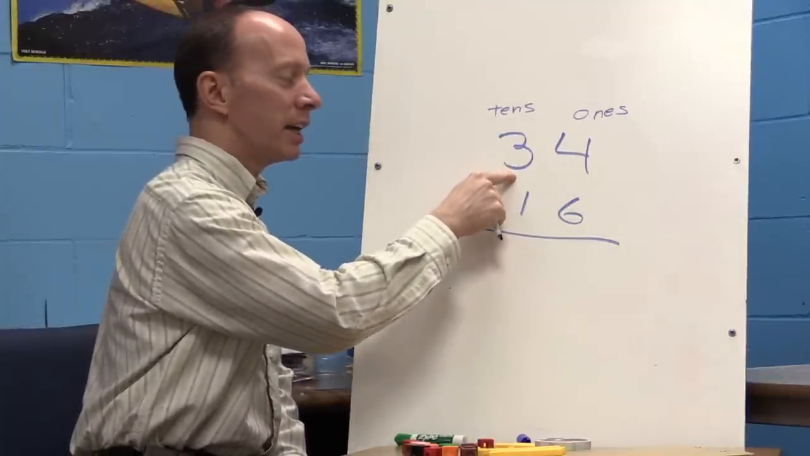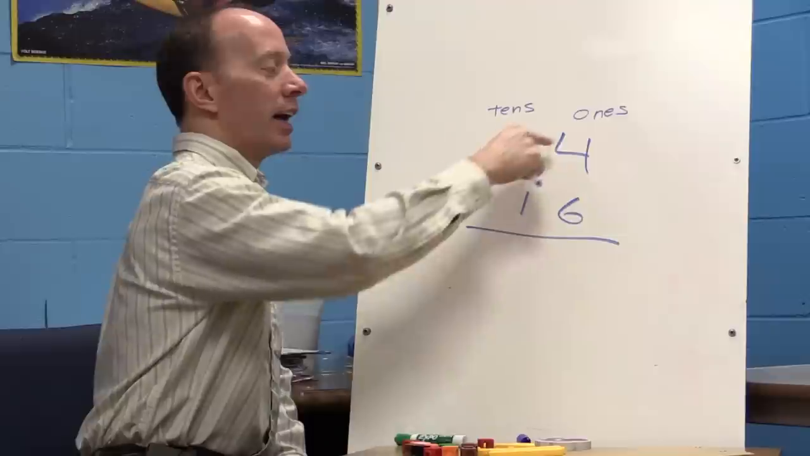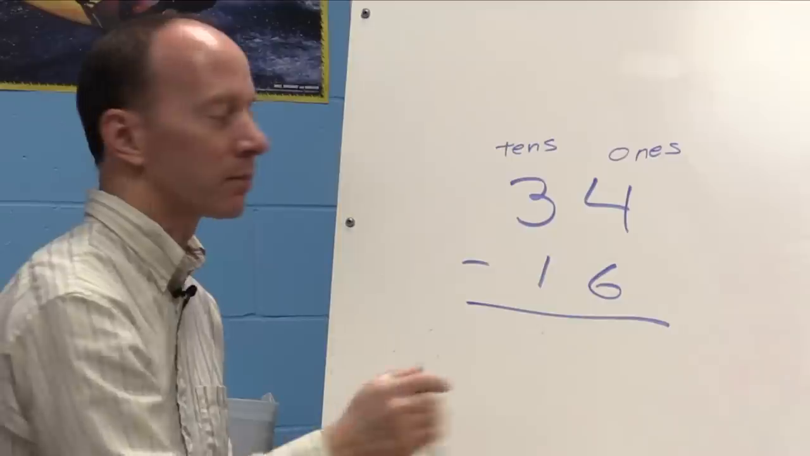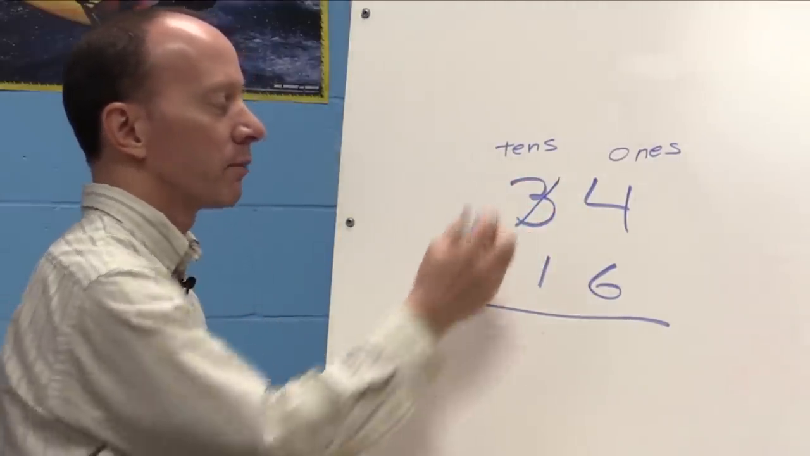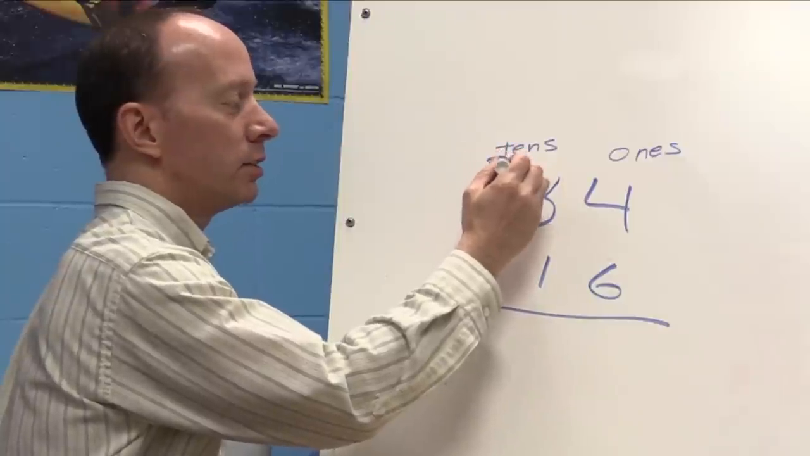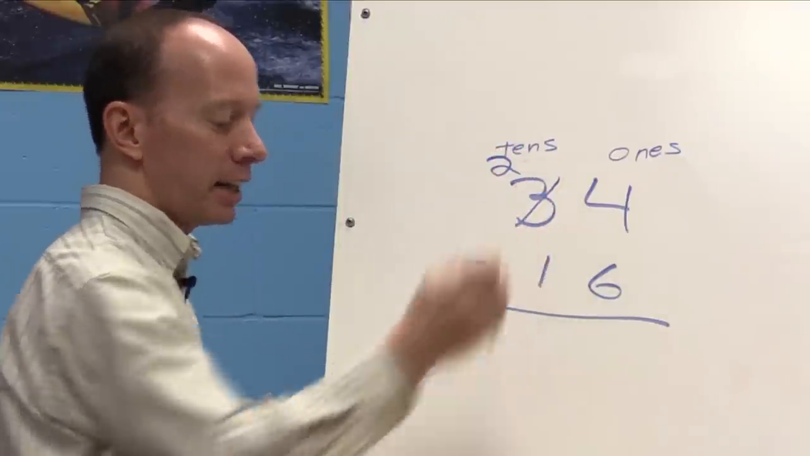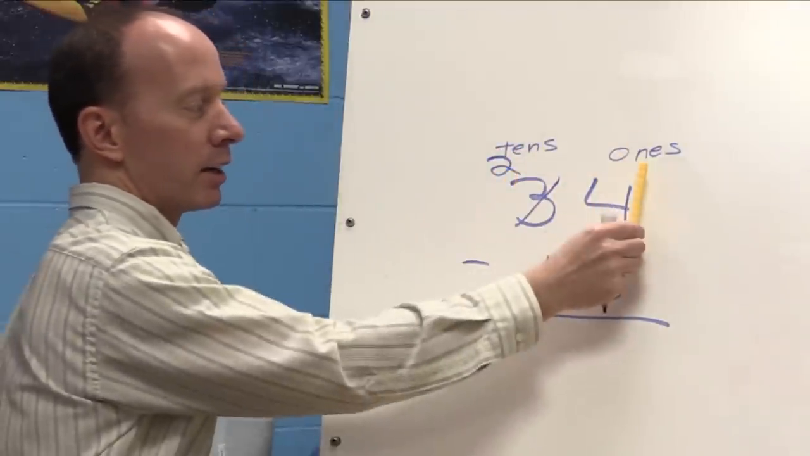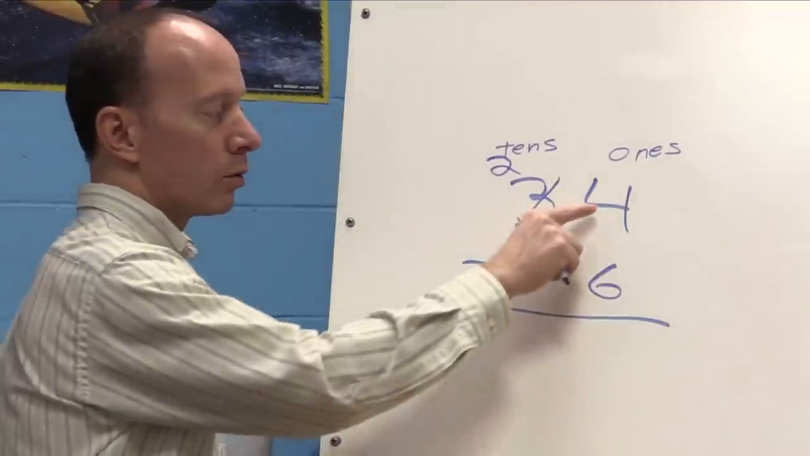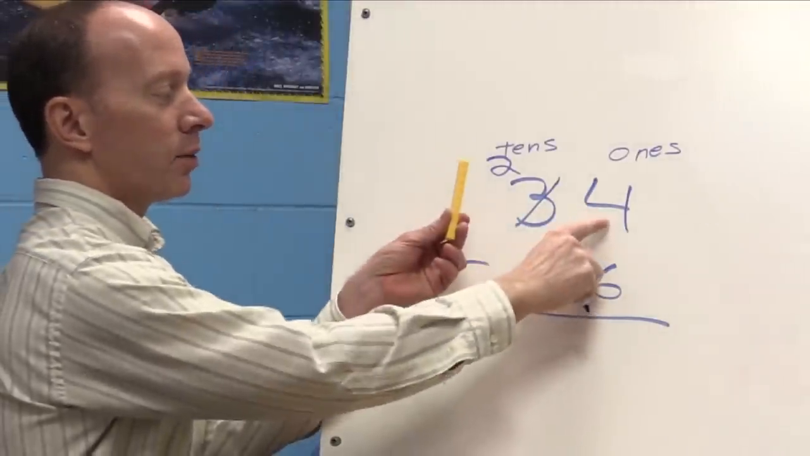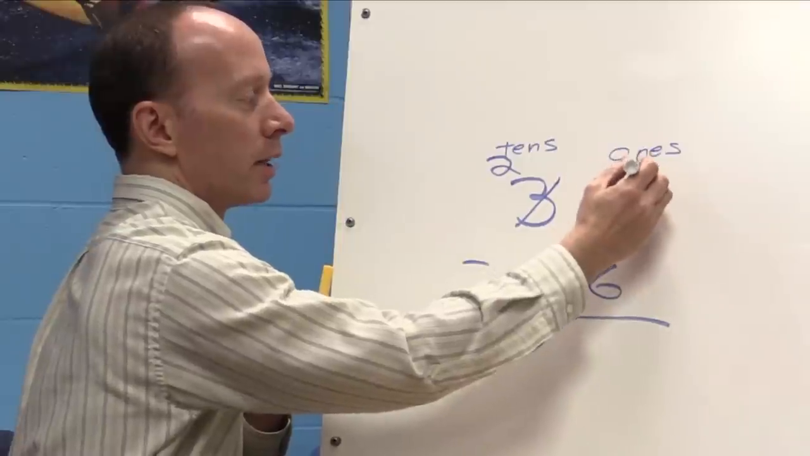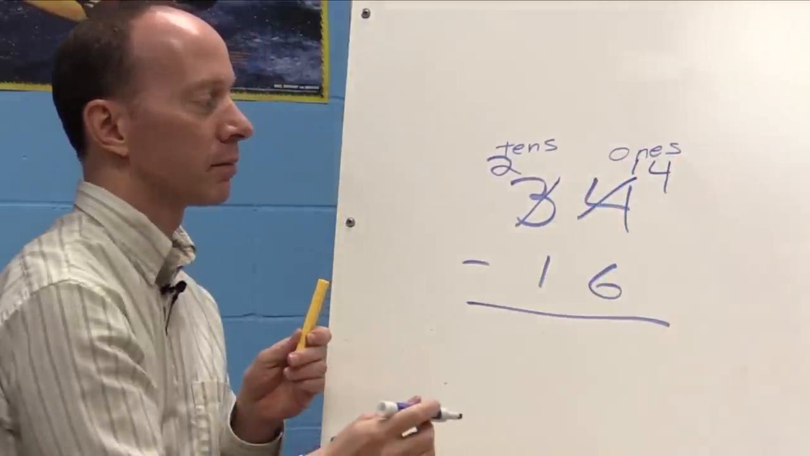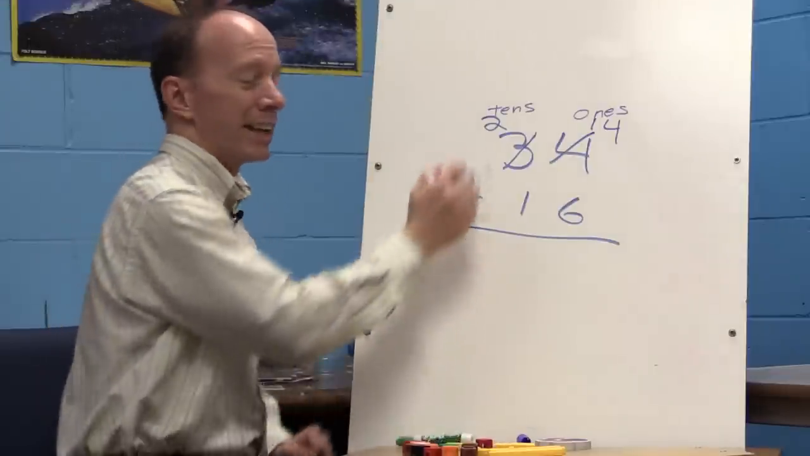So I'm going to take a 10 from the 3 and add it over to the 1s. I put a little slash through the 3, and I'll write a 2 here. And taking this 10, I'm carrying it over to the 1s place. So 10 plus 4 equals 14. Put a slash through here, make that 14. Okay? So now I can do that.